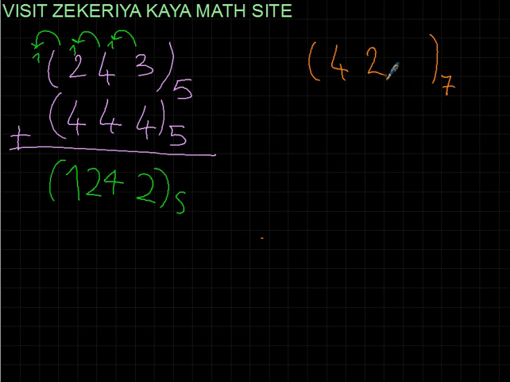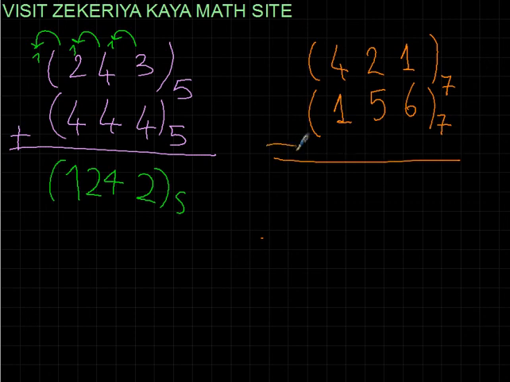4, 2, 1. Let's write in here. Let's write 1, 5, and 6. Number in base 7, and subtract that. We have 15 minutes more. Yes, number 2 can solve this one for us.